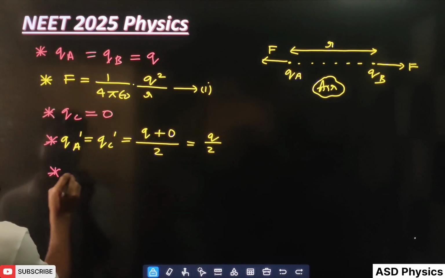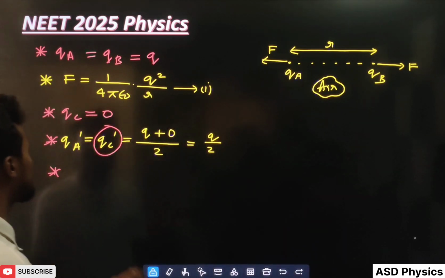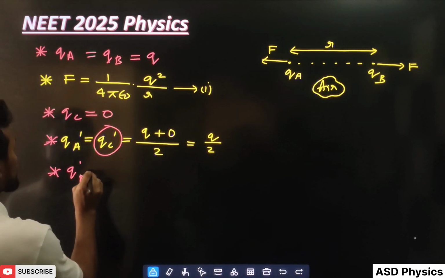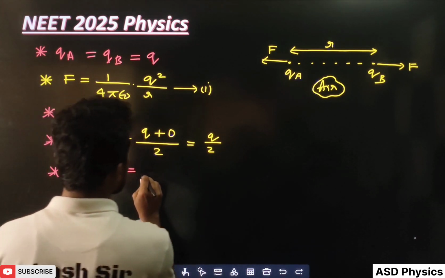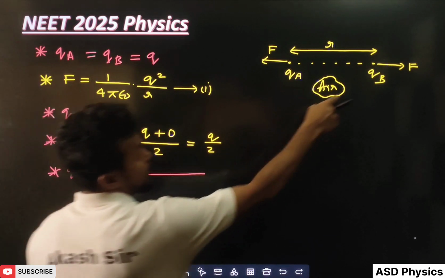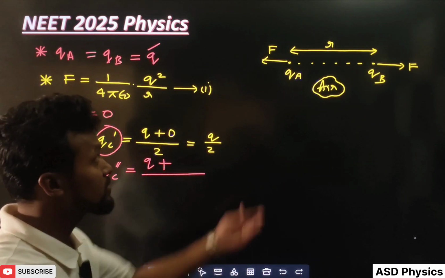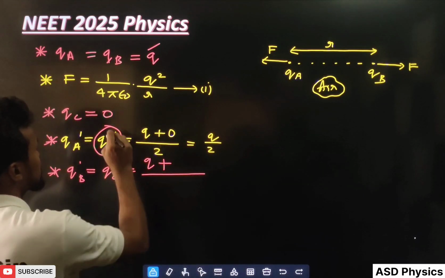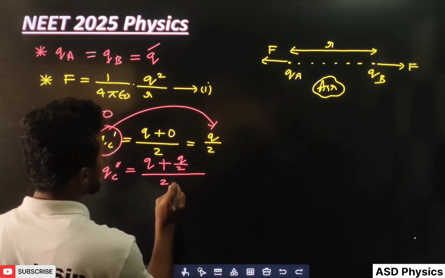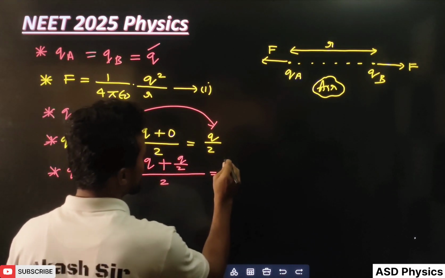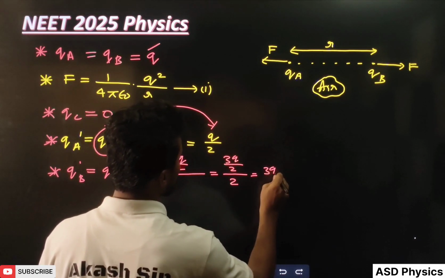After that what is happening is that this C is coming in contact with B also. So in this situation the new charge QB dash, or the new charge on the sphere C, will be given by, remember that the charge on B is Q, you know very well. And the charge on C, when it came in contact with A, it has got charge Q by 2, so it will become Q plus Q by 2, by 2. So when you simplify this, it will come 3Q by 2 by 2, so it will come 3Q by 4.